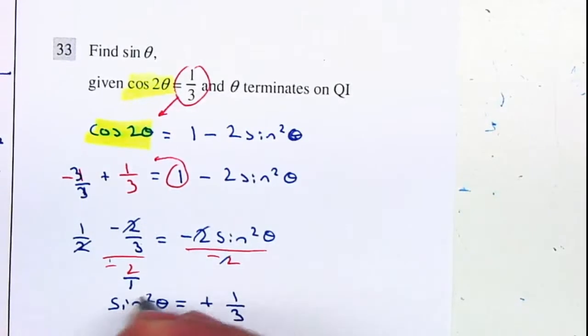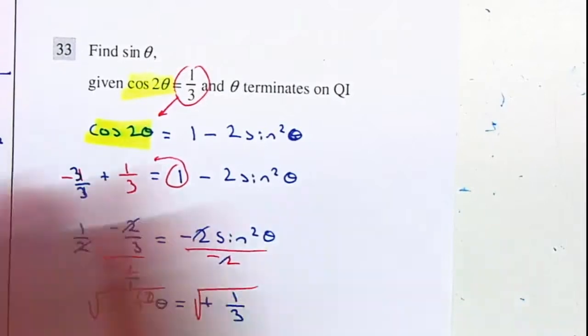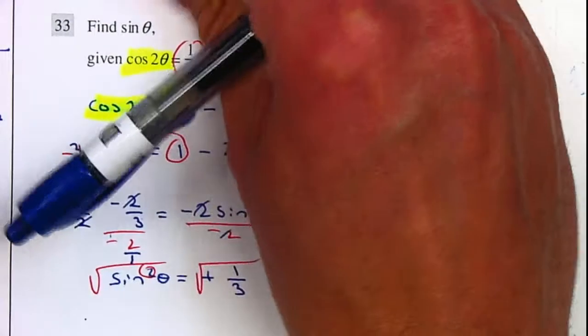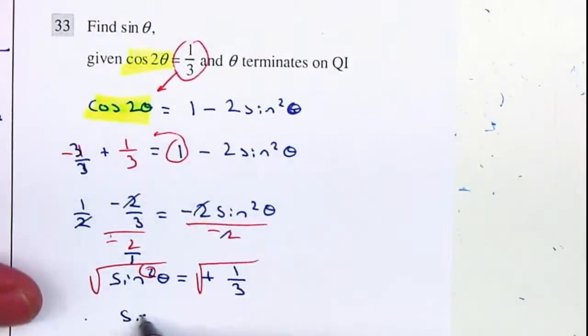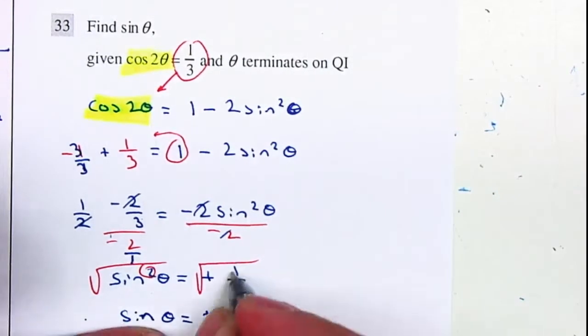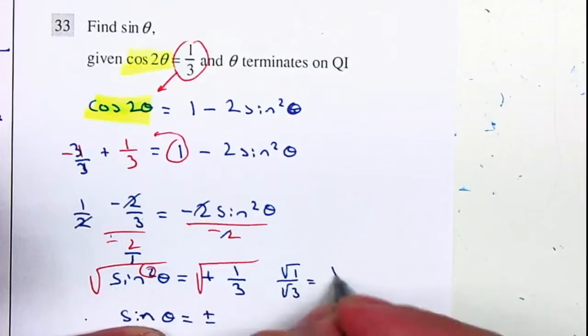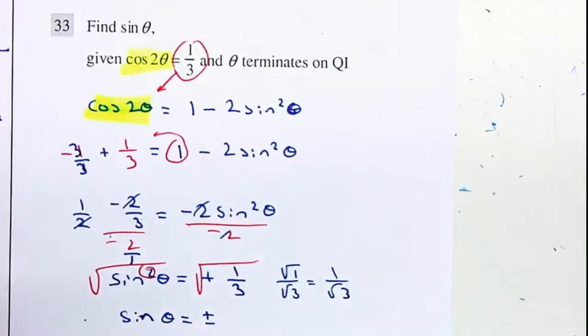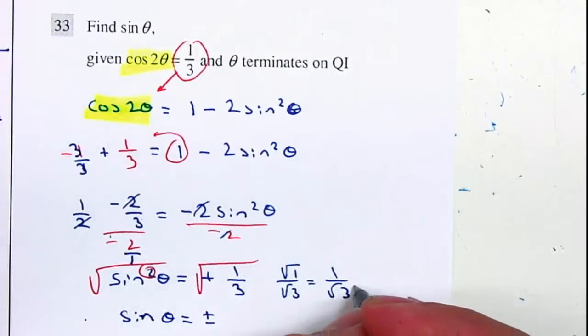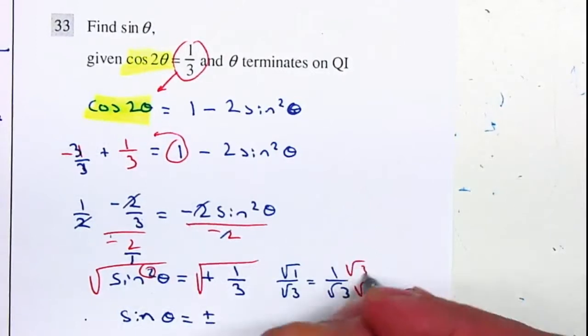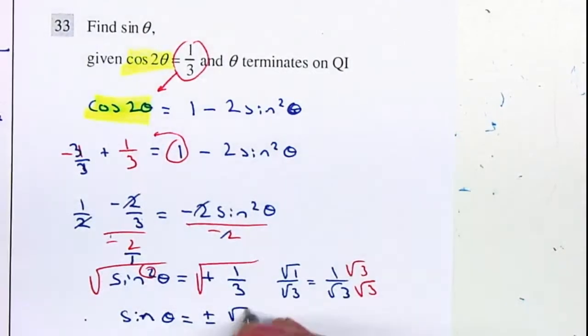I'm going to get rid of the square by taking the square root on both sides. That will give me the sine of theta is equal to plus or minus the square root of 1 over the square root of 3. This is 1 over the square root of 3. But since I cannot have a square root in the denominator, I'm going to multiply by the square root of 3. So it gives me the square root of 3 divided by 3.